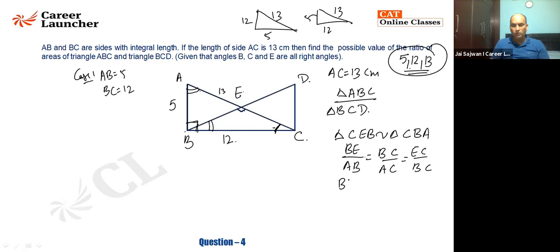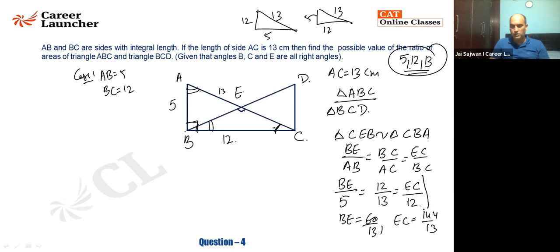Now BE is not known to us. AB is known as 5. BC is 12. AC is 13. EC is, I don't know. BC is 12. So my dear, I can say BE is coming out to be 60 by 13. I can say EC will come out to be 144 by 13. I hope you understand. Once I compare these two values, and others I compare this one value, I got BE and EC values.